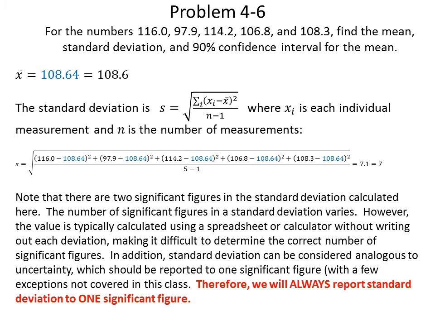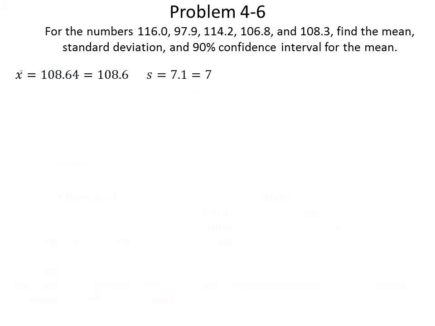The number of significant figures in a standard deviation varies. However, the value is typically calculated using a spreadsheet or calculator without writing out each deviation, making it difficult to determine the correct number of significant figures. In addition, standard deviation can be considered analogous to uncertainty, which should be reported to one significant figure, with only a few exceptions not covered in this class. Therefore, we will always report standard deviation to one significant figure.